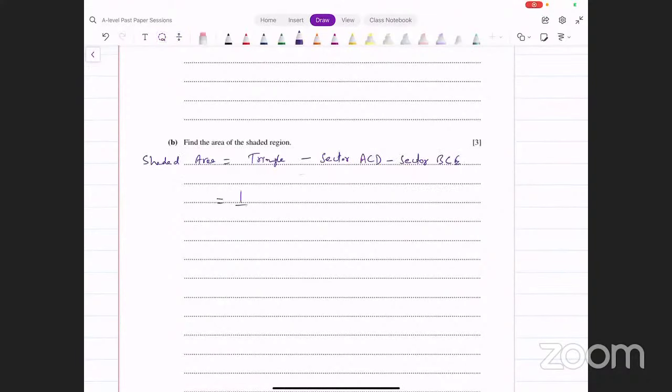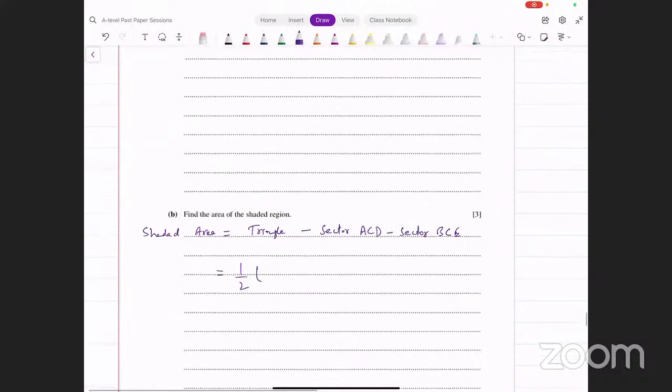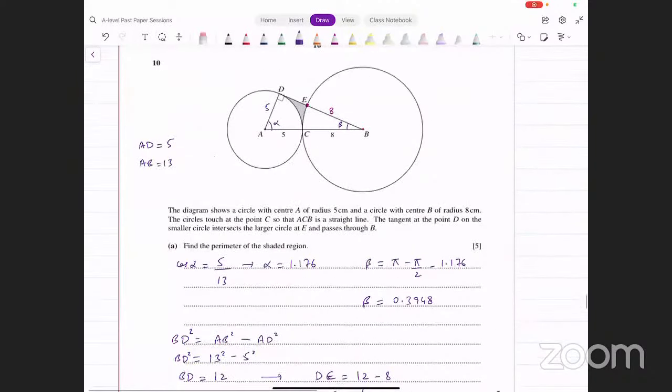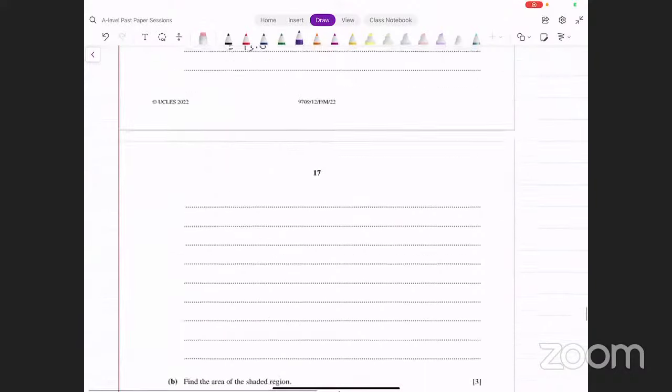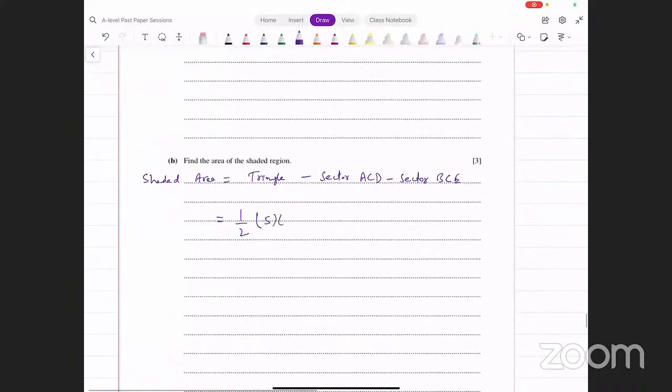Triangle के area half into base into height. It's a right angle triangle. Base into height use कर लें. Base क्या ले लें? 5 base. और ये DB कितना था? 12. 12 is your height. ठीक है, या किसी को भी base लेंगे height लेना, doesn't really matter. 5 और 12 लेना आपने. So that's 5 into 12 minus area of the sector.